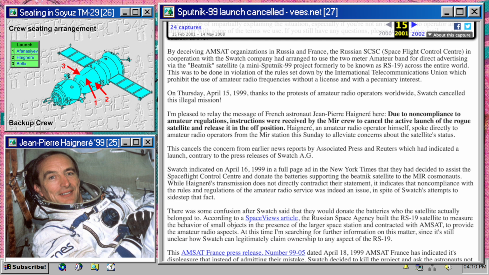He made the announcement on radio, stating, "Due to non-compliance to amateur regulations, instructions were received by the Mir crew to cancel the active launch of the rogue satellite and release it in the off position."